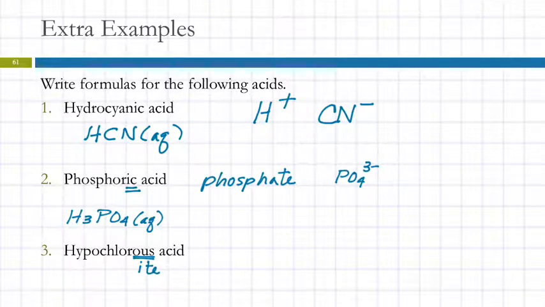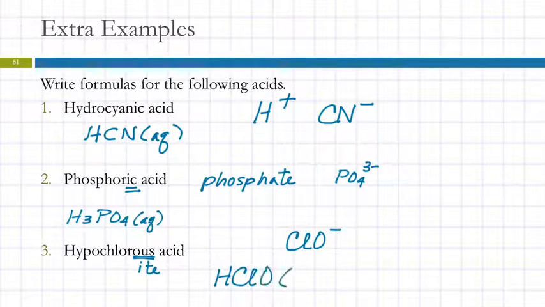And she's exactly right. This has one oxygen, ClO minus. The -1 charge tells me I only need one hydrogen. So the formula would be HClO, aqueous. Okay?